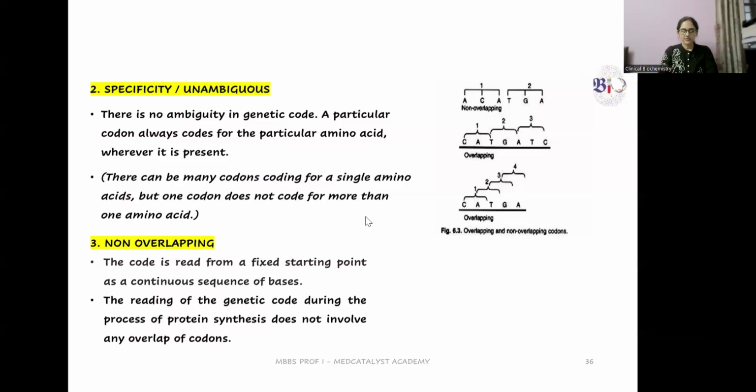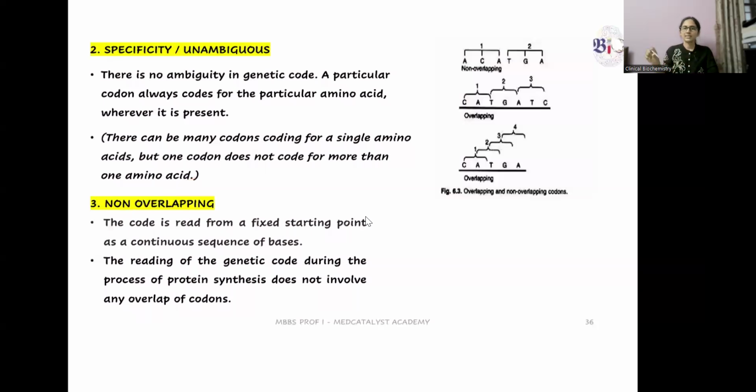Okay. So next is specificity, or the unambiguous nature of the genetic code. There is no ambiguity in this genetic code. That is, a particular codon will always code for the particular amino acid wherever it is present. So this explains the specificity. One codon will code for only one amino acid. One codon will not have multiple amino acids. Okay, so that is what is specificity. Clear? Next is the non-overlapping nature.